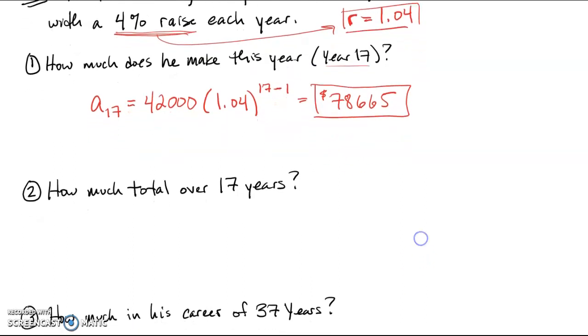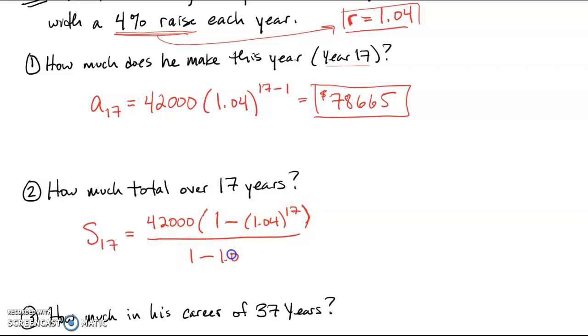All right, how much total over 17 years? Well, that's today's lesson, that the sum of 17 years would be 42,000 times 1 minus, and then parentheses. I think I've kind of made my point. Use parentheses. Even if you don't think you need them, use them. So 1 minus 1.04 to the 17th, all over 1 minus 1.04. And we go to our calculator, and we get $995,296 over 17 years. Not quite a millionaire.